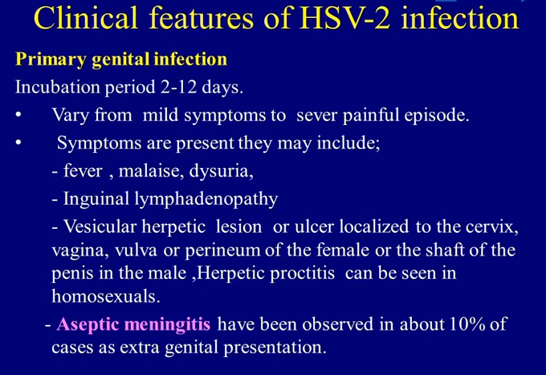Clinical features of HSV2 infection. Primary genital infection. Incubation period 2 to 12 days. Symptoms vary from mild to a severe painful episode. They may include fever, malaise, dysuria, inguinal lymphadenopathy, and vesicular herpetic lesions or ulcers localized to the cervix, vagina, vulva or perineum of the female, or the shaft of the penis in the male. Herpetic proctitis can be seen in homosexuals. Aseptic meningitis has been observed in about 10% of cases as an extragenital presentation.